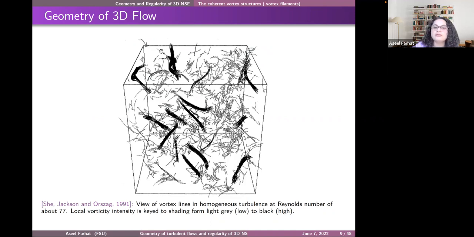They have maybe some discontinuities here and there, but on average it looks like the direction of the vorticity in these regions is somehow smooth. So this is one feature. You can capture it just by looking at this picture.